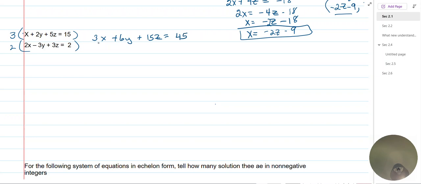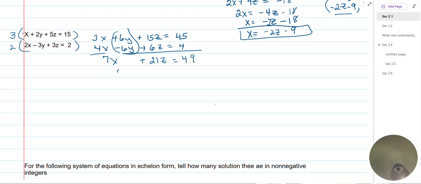A lot of math. 4x minus 6y plus 6z equals 2. I'm going to add vertically. Got rid of this. 7x plus 21z equals 49. That's going to work out nicely, isn't it?